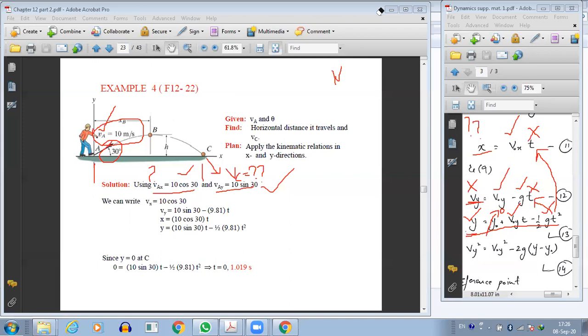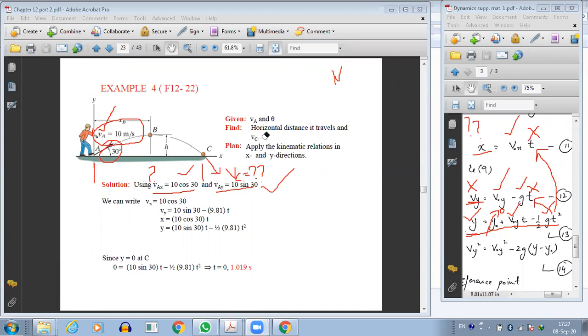Doctor, is VC here meaning VCY or the magnitude of VCY and VCX? Okay, your question is that when it is asked in the question, what does VC mean? It means the VC magnitude. That means VCX component and VCY component combined together. So that means the square root of VCX squared plus VCY squared, when it is asked in the question.